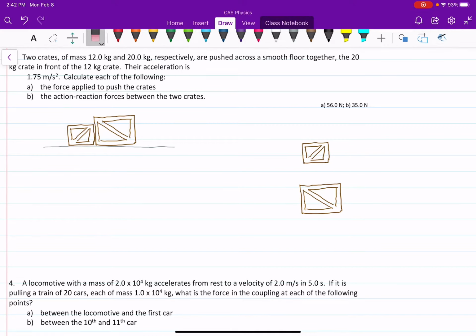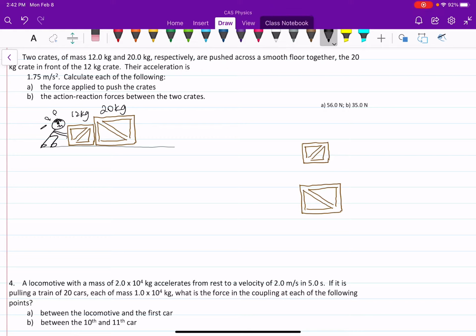In question 3, we have two crates. They have different masses. One of them is a little smaller, and the idea is you're pushing the crate like this. So the idea here is that you're pushing with the smaller crate, the 12 kilogram crate, where your hands actually touch, and then the 20 kilogram crate is in front. As someone pointed out in class, that's a little ambiguous, that's a little unclear what in front means.